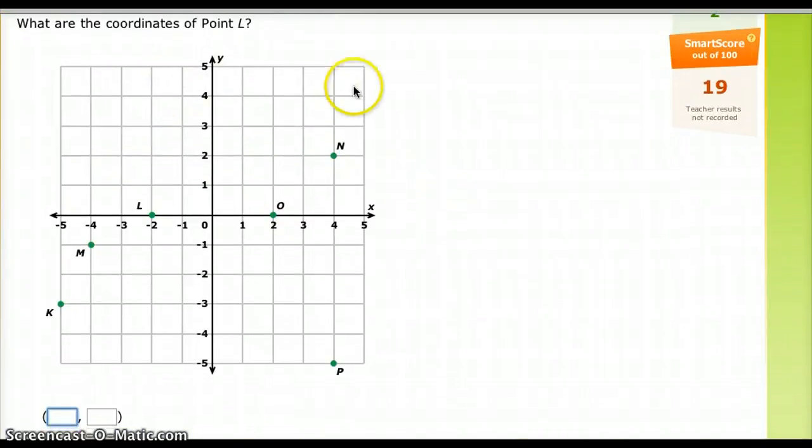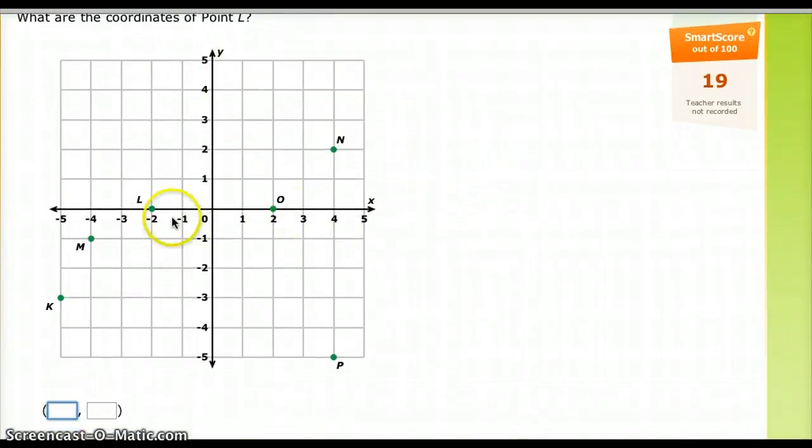Okay, next one. What coordinates are at point L? Okay, so in this case, they give us the point. We just need to tell what the coordinates are. So we start at the origin. Now remember, we're either going to go right or left. Now to get to L, we need to go to the left. We go over to the left 2, which should be then -2. Now for these on the axis, because we're right there at our point, we don't go up or down any. So we put 0.